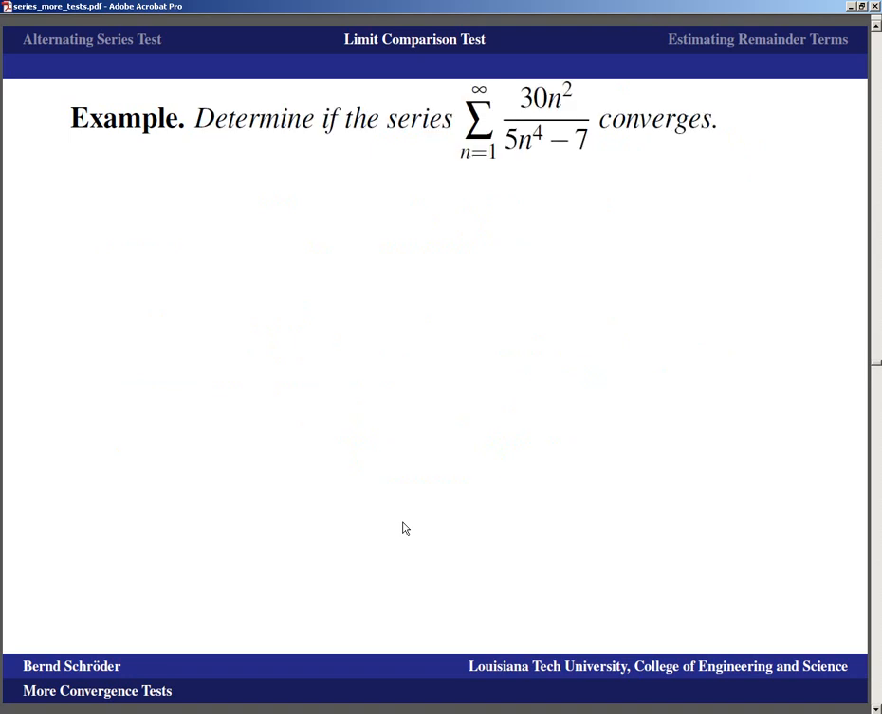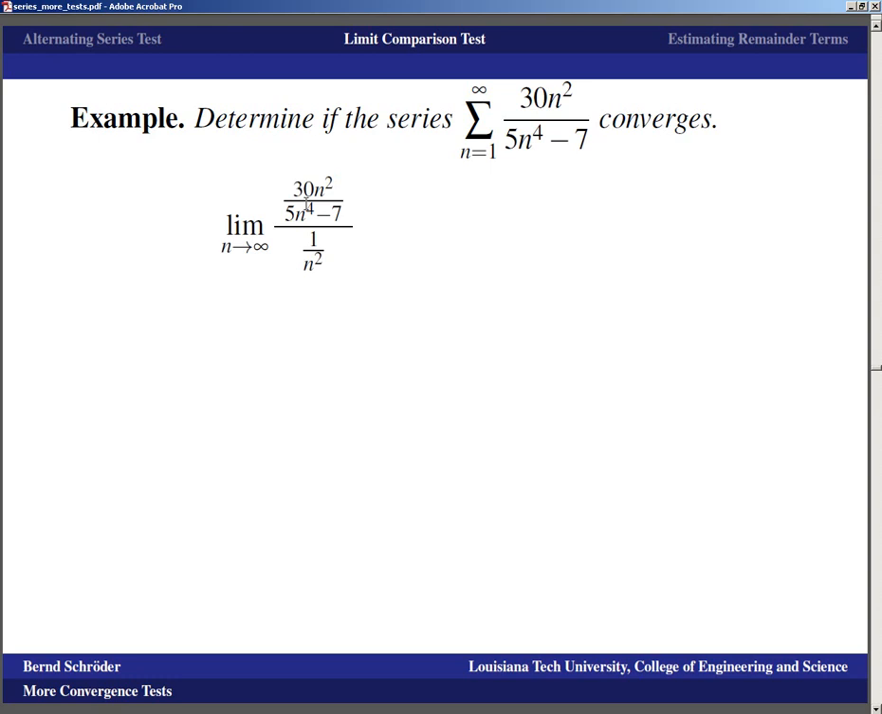In terms of applying the test, if we want to determine if the series sum n equals 1 to infinity of 30n squared over 5n to the 4th minus 7 converges, we could use the comparison test, and in some ways the limit comparison test is a bit of a simpler shortcut because it allows us to avoid working with inequalities in many cases. If I wanted to compare this series with anything, it would probably be something like n squared over n to the 4th, which is 1 over n squared, the sum of 1 over n squared.